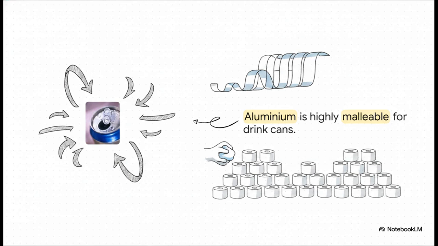The answer, of course, is aluminum, and it's chosen specifically because its extremely high malleability means it can be easily pressed and stretched into those thin, lightweight, but durable little cylinders. A harder or less malleable metal would just crack and shatter under all that intense manufacturing pressure. But aluminum yields perfectly to form the billions of cans we use every single year.